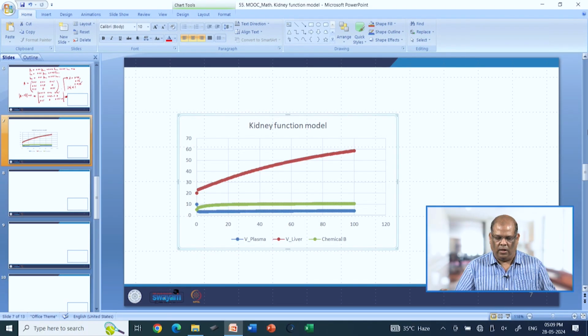As you can see, while solving the model, we got the equilibrium point and all the eigenvalues are positive and their modulus is less than 1. So it is a stable equilibrium. So with this we come to an end of this kidney function model.